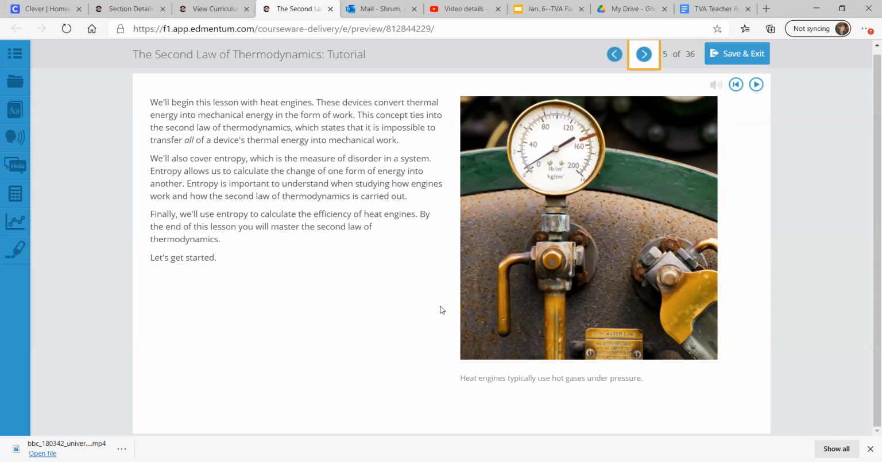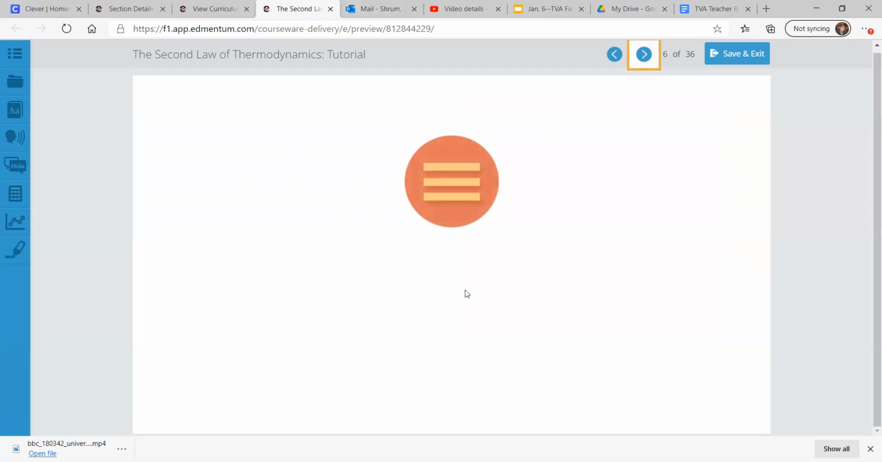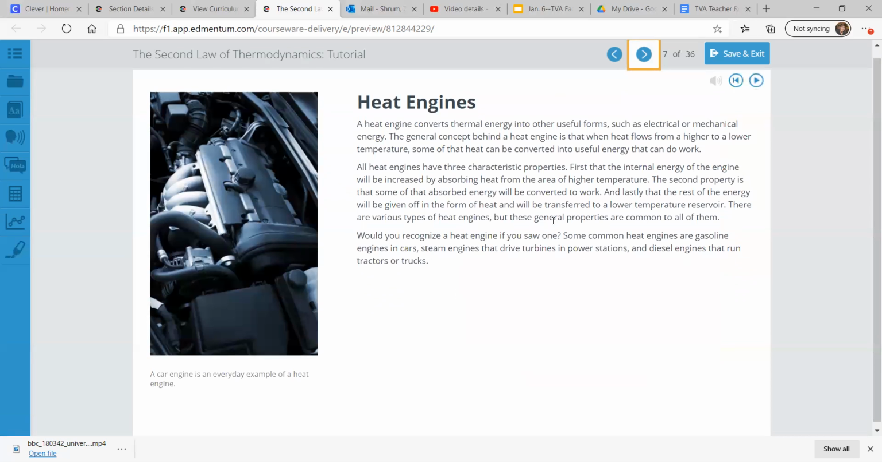And we'll also cover the entropy like we talked about. And that's how you measure the disorder in a system. Entropy allows us to calculate the change of one form of energy into another. Entropy is important to understand when studying how engines work and how the second law of thermo is actually carried out. Finally, we'll use entropy to calculate the efficiency of heat engines. And by the end of this lesson, you will master the second law of thermo. So let's get started. Heat engines.